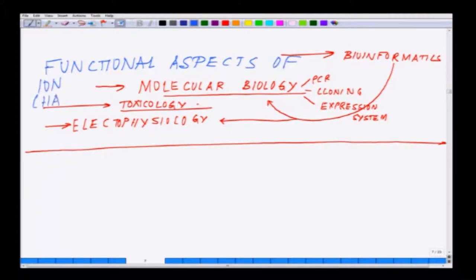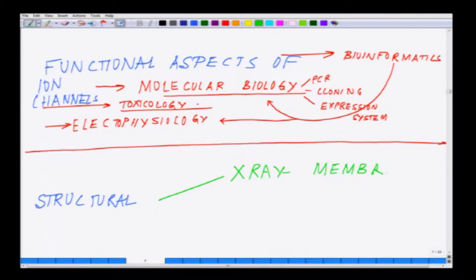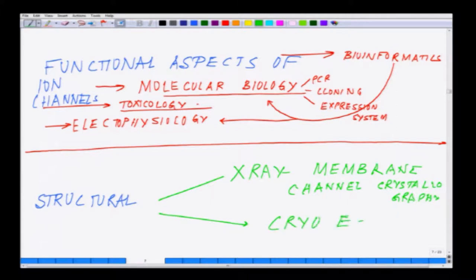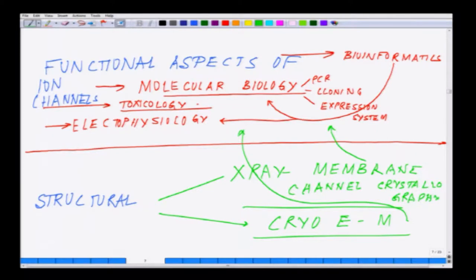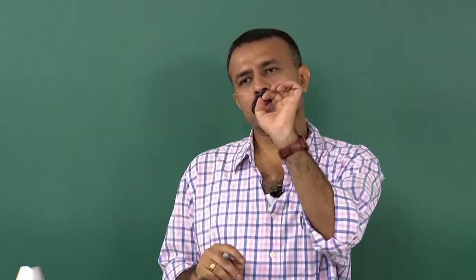Okay. So, these functional aspects of ion channels could be correlated with the structural aspects. On the structural side, simultaneously you are moving with techniques like X-ray. One of the very hot areas is membrane channel crystallography, then you have cryo electron microscopy, cryo EM. All these are adding more and more information about the smallest filter system, or smallest filtering machine of the biological world once again.